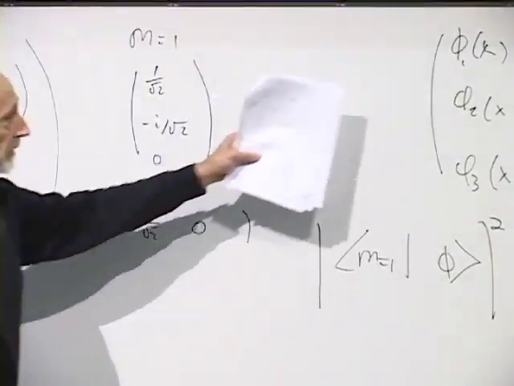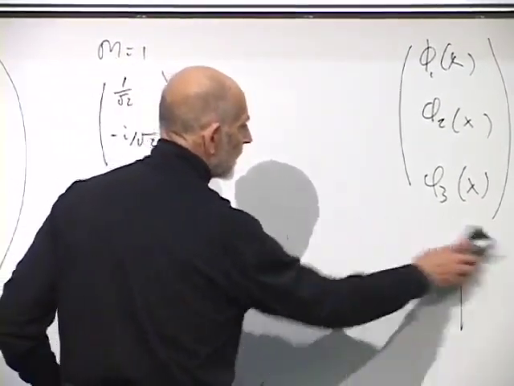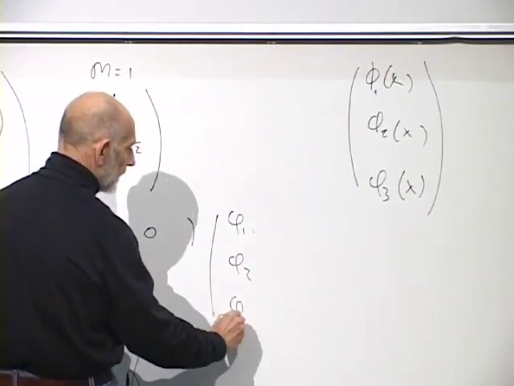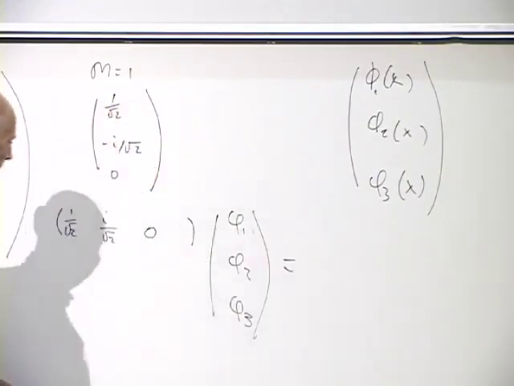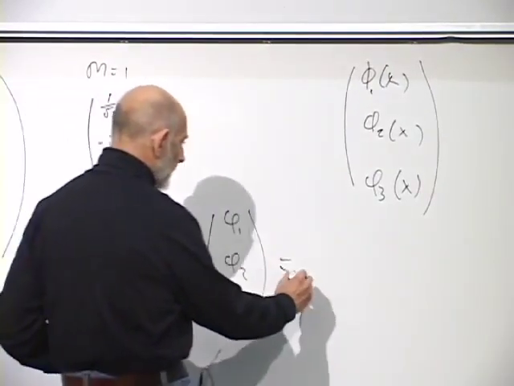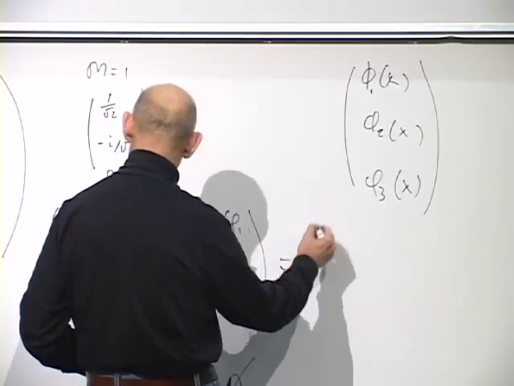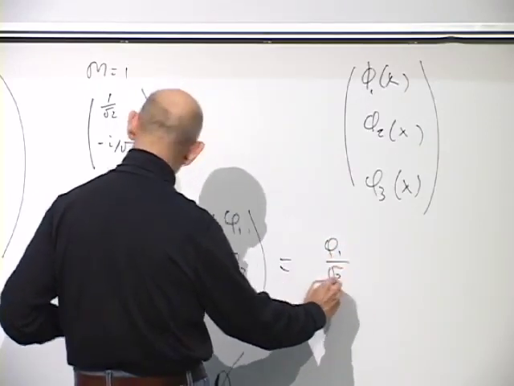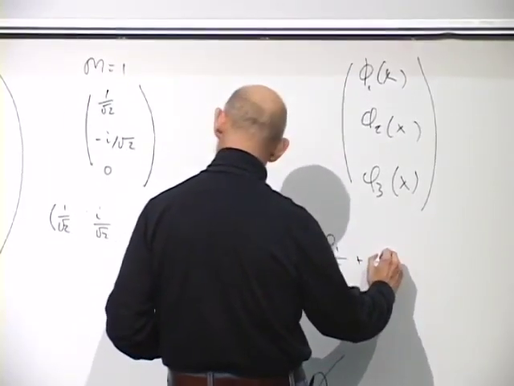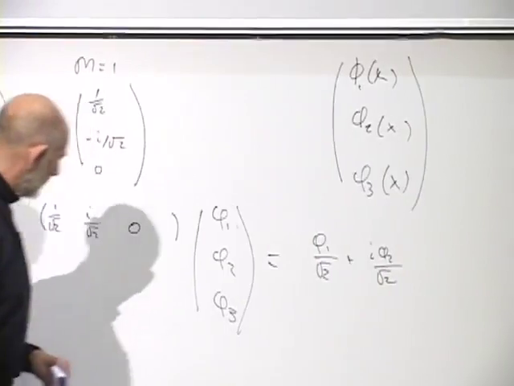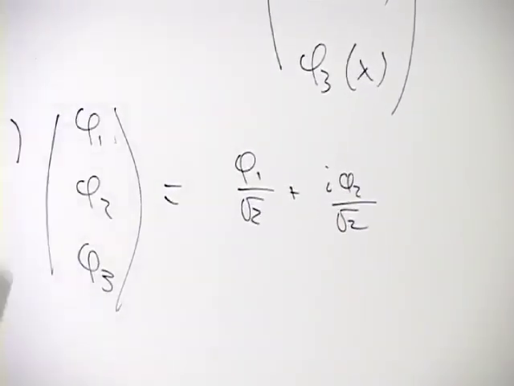We take the inner product of that with phi 1, phi 2, phi 3. What is that? No, 1 over square root of 2 phi 1, right? Phi 1 over square root of 2 plus I phi 2 over square root of 2, and that's it. 1 over square root of 2 phi 1, phi 2 over square root of 2 times I.